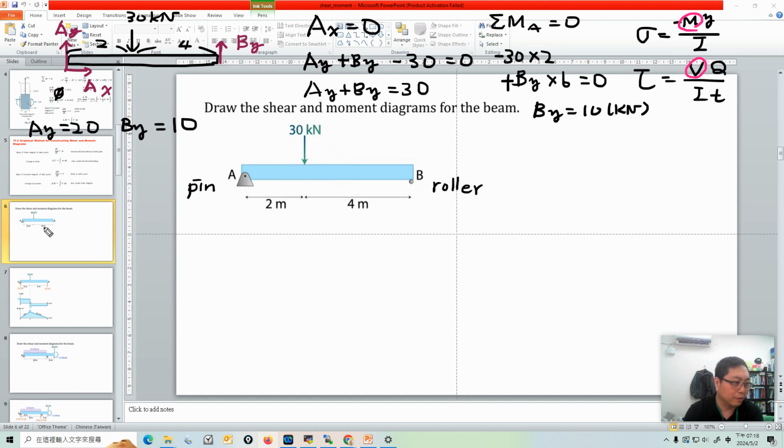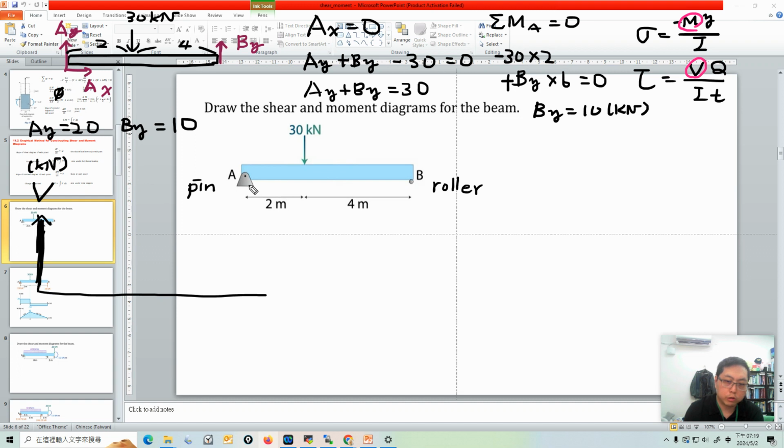Okay, so just stop here. Let me draw this. So, the shear moment diagram. Here I think it's V, and what unit are we going to use? We use kilonewton.